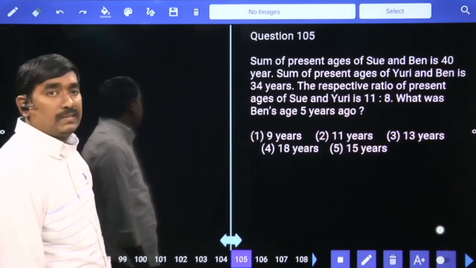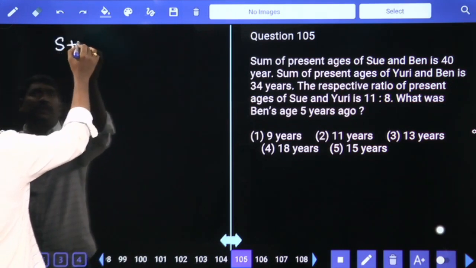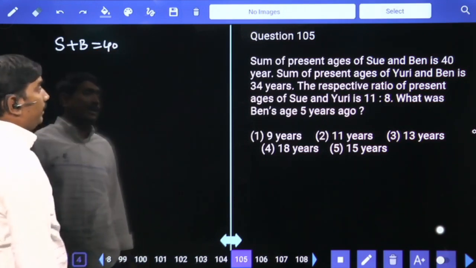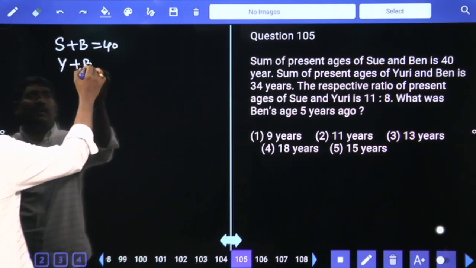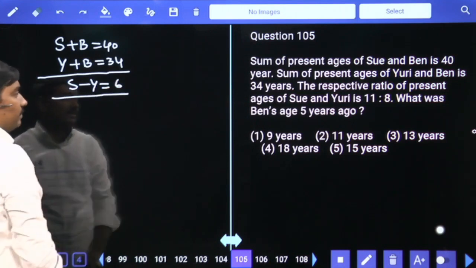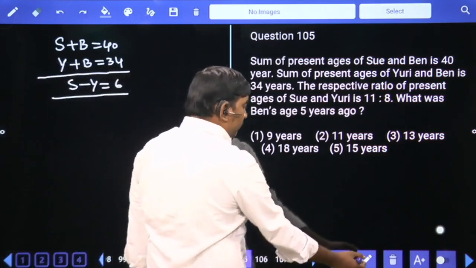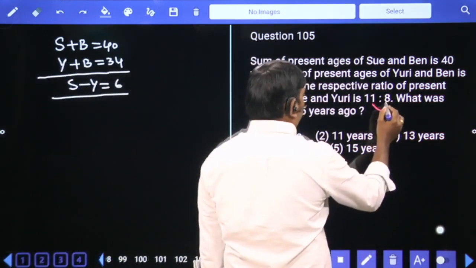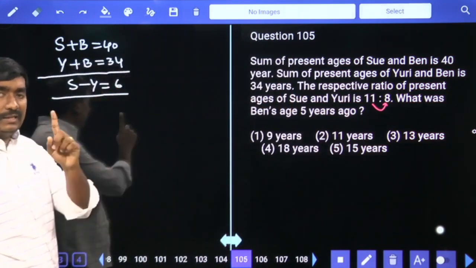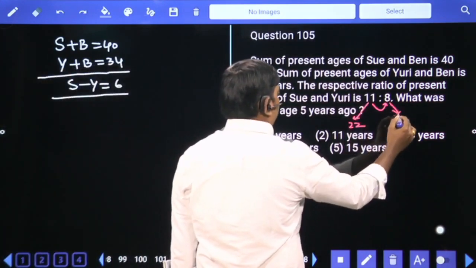Next. Sum of the present ages of S and B is 40 years. Sum of the present ages of Y and B is 34 years. From this we can say S minus Y is equal to 6 years. The respective ratio of the present ages of S and Y is 11 to 8. S 11 parts, Y 8 parts, difference 3 parts. That 3 parts value 6 years. Then 1 part value 2 years. 11 parts 22, 8 parts 16.